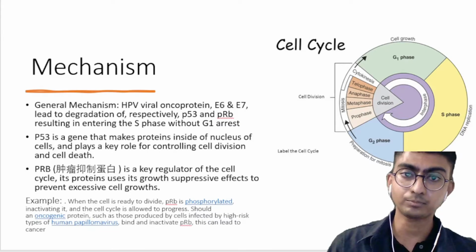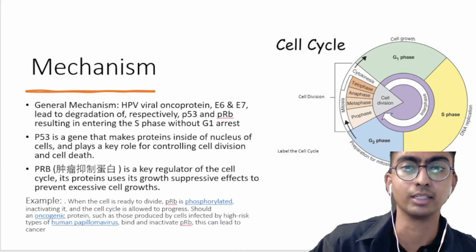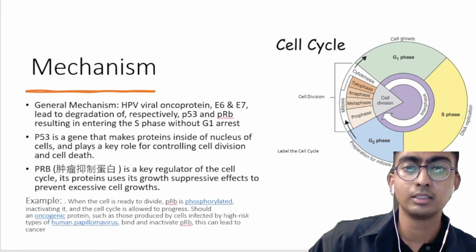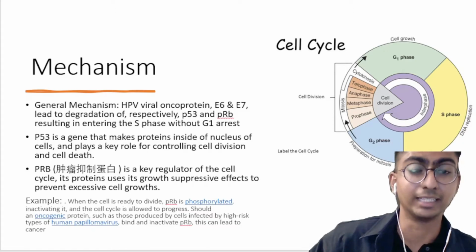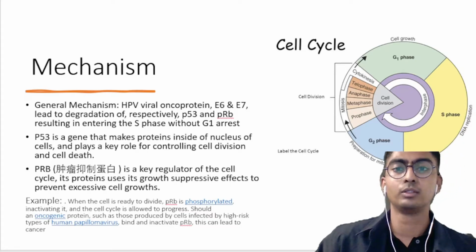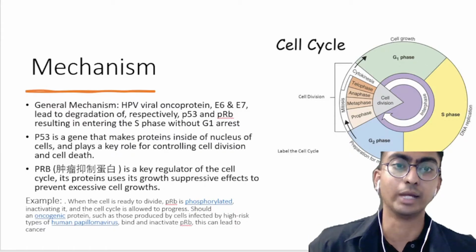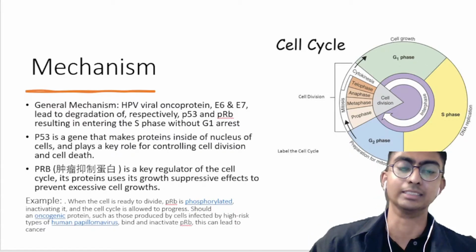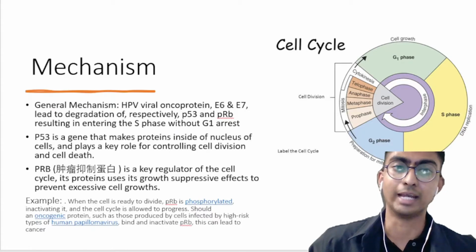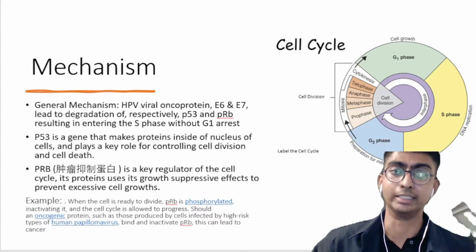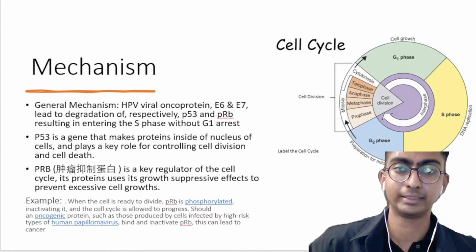PRB is a key regulator of the cell cycle. It uses its growth suppressive effects to prevent excessive cell growth. So PRB is what lets the G1 phase enter into the S phase when it is inactivated. So an activated state will lead the cell to divide and grow.